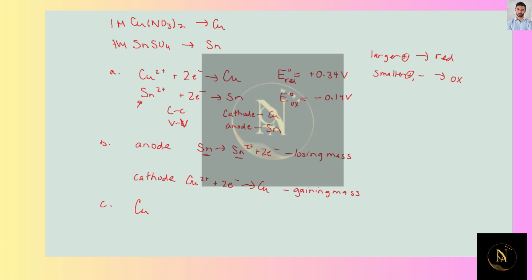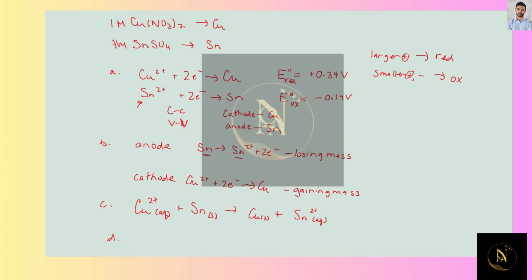So we have Cu2+, and that is in aqueous solution, plus Sn, and that is our electrode, so that is a solid, yields Cu solid plus Sn2+. And it is balanced as written.